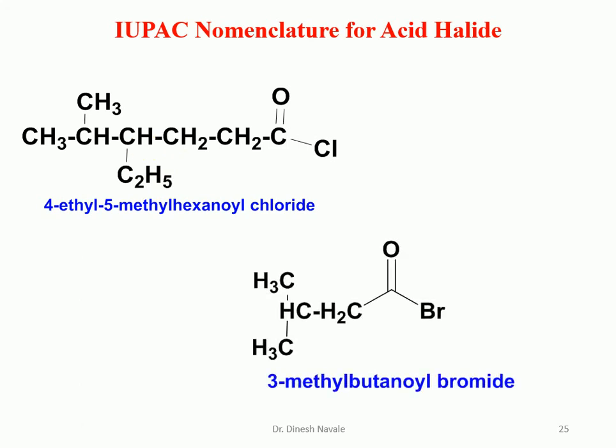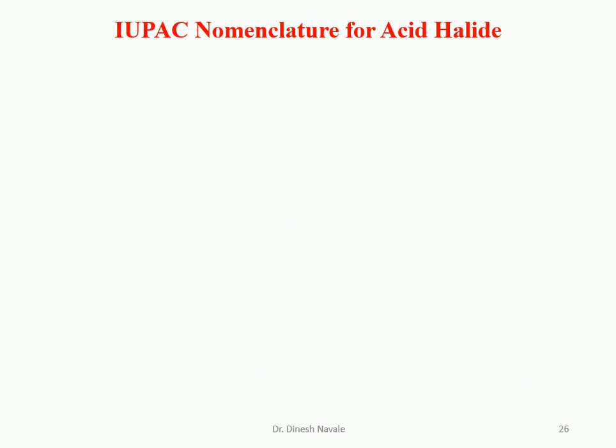Now for the next molecule, we have to see that carbon number 1 will be the carbonyl carbon. Carbon number 2, carbon number 3, carbon number 4. So it is a butanoyl halide. It is going to become butanoyl bromide because the halide present is bromine. And there is a methyl substituent at carbon number 3. So it is 3-methyl butanoyl bromide. While selecting the longest possible carbon chain, we have to start the numbering from the carbonyl carbon of the acid halide, which will be given as number 1 in the nomenclature.